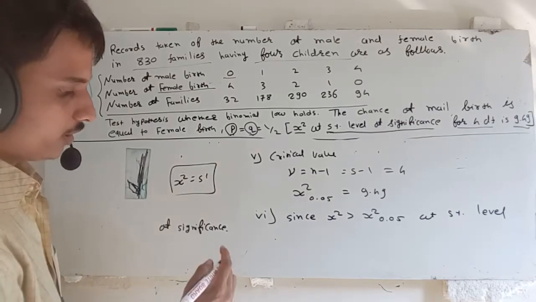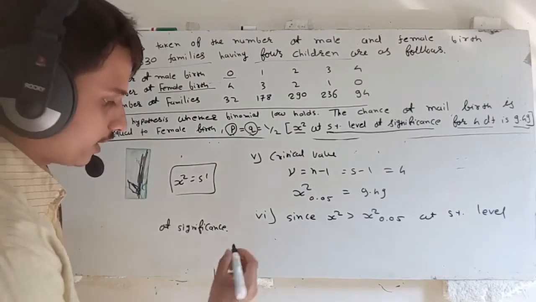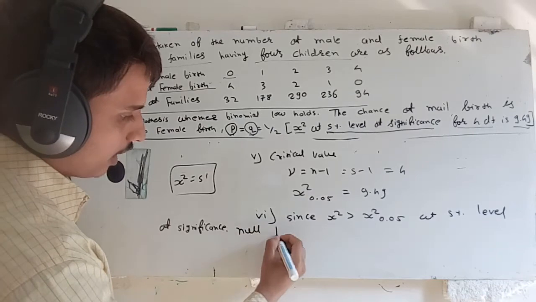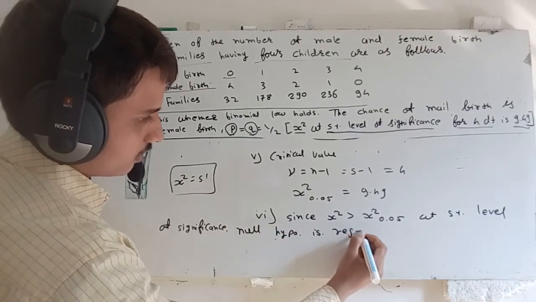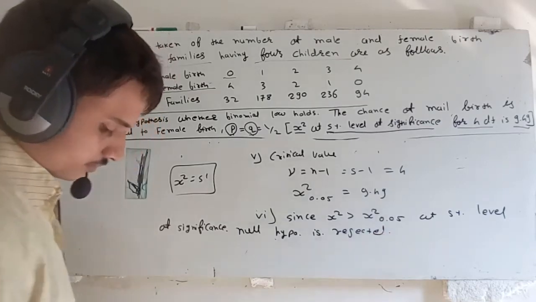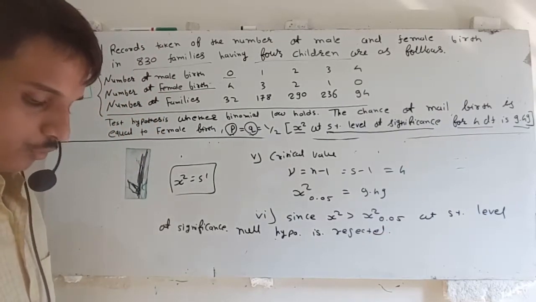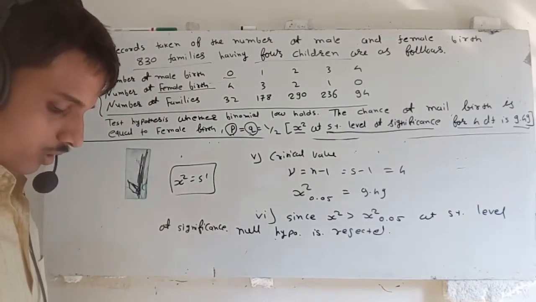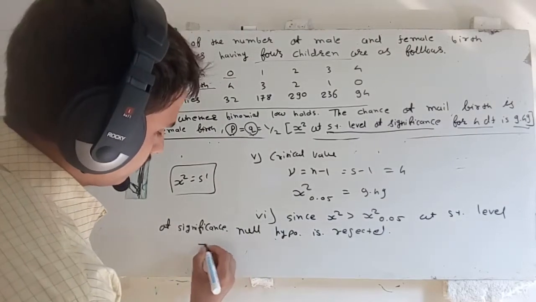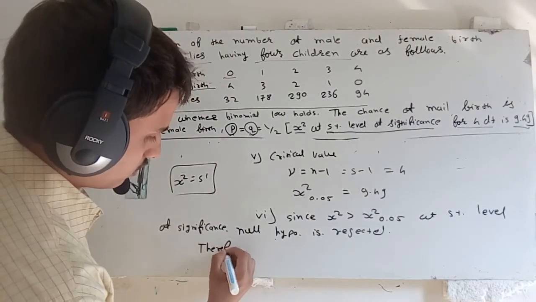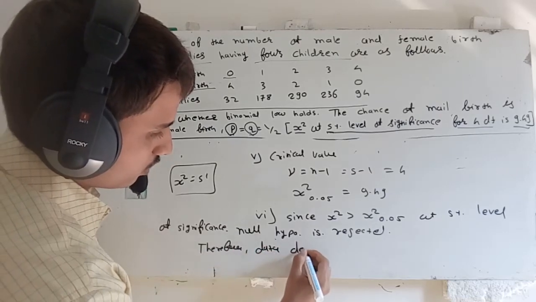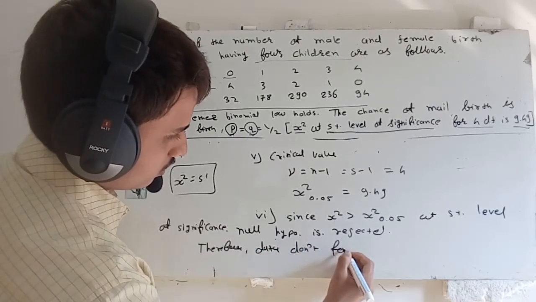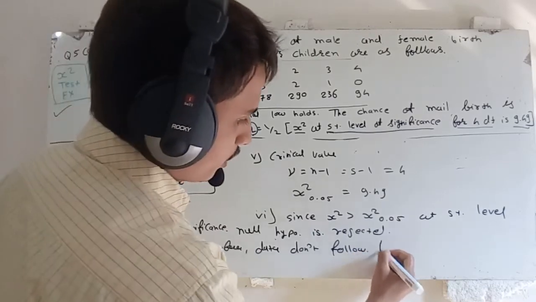So our first hypothesis, that was the null hypothesis, is rejected. And hence, therefore, the data do not follow binomial distribution.